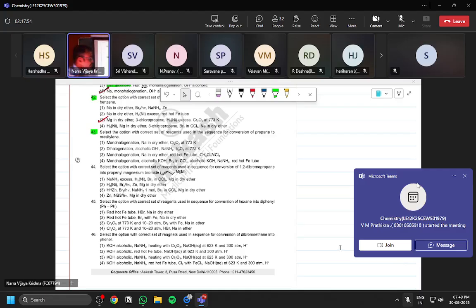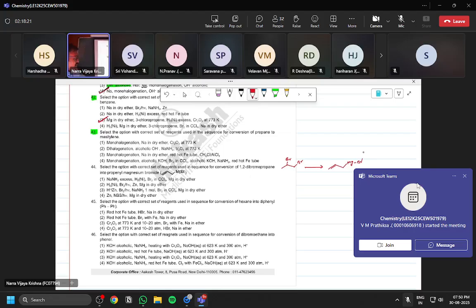Select the option with correct set of reagents used in the sequence of conversion of 1,2-dibromopropane into propenyl magnesium bromide. So I need to convert that into this, right?